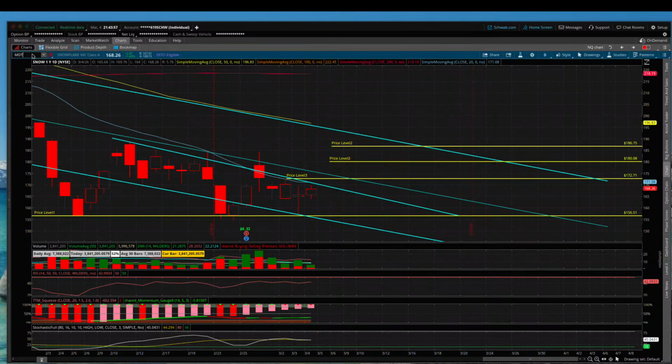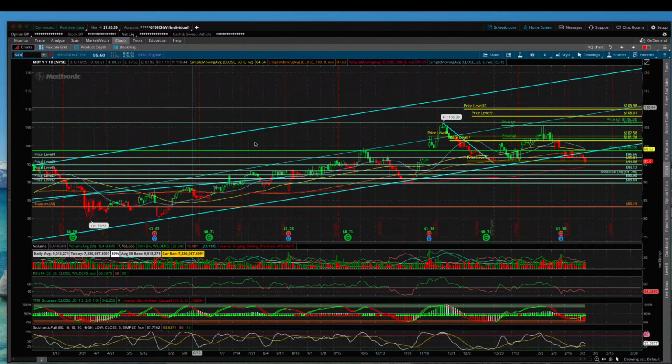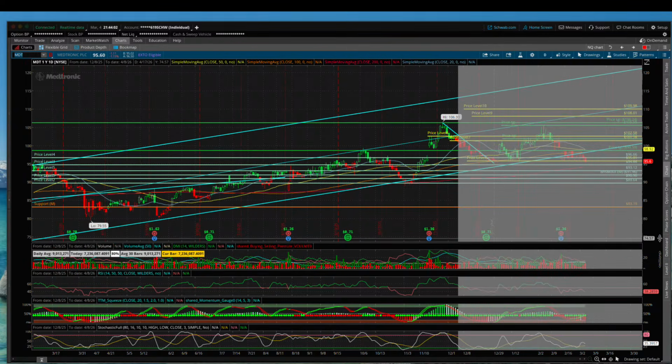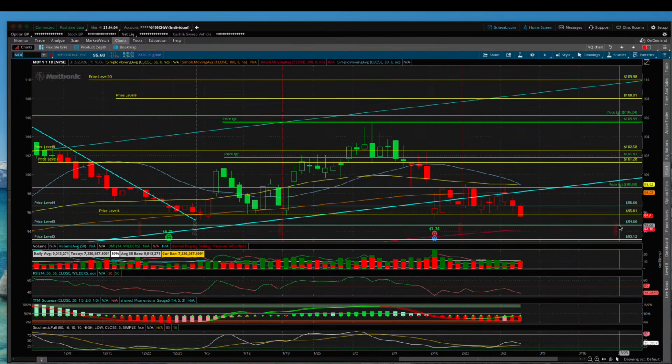All right, MDT. MDT has a head and shoulders pattern right away. It's losing the neckline right now. Probably going to 94, 93. That's our size below 50. Okay, squeeze forming down. Everything's down. Yeah, not a good long, but a good short.